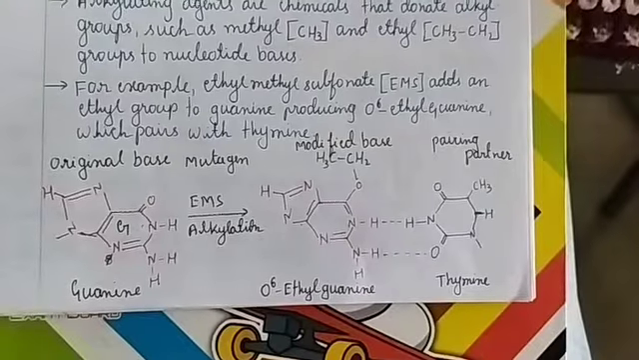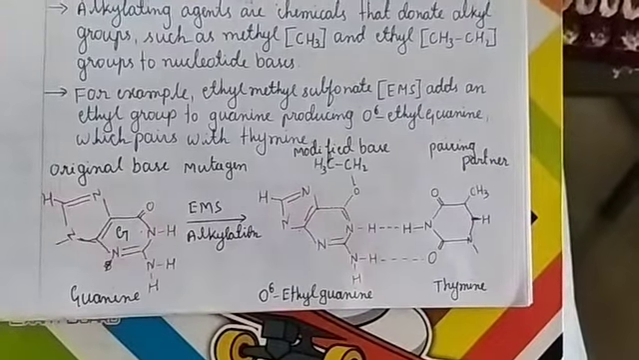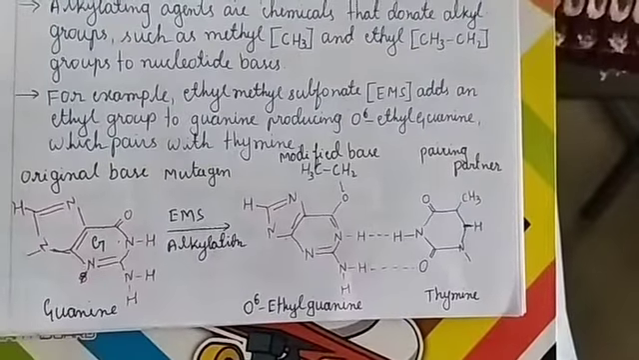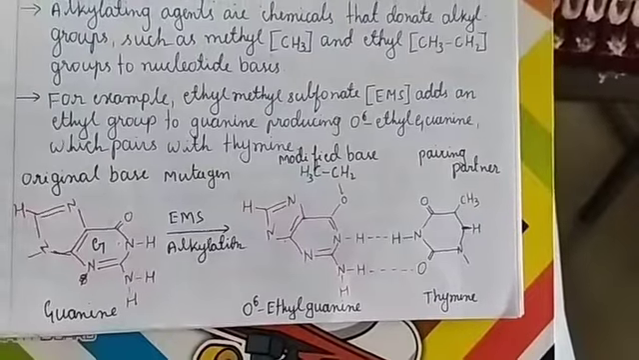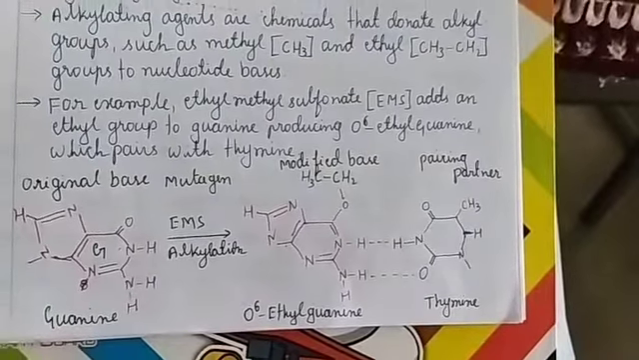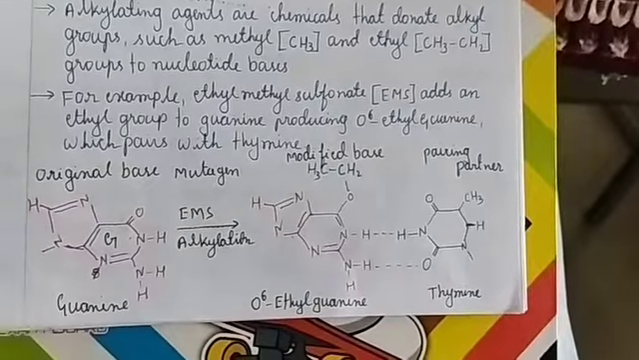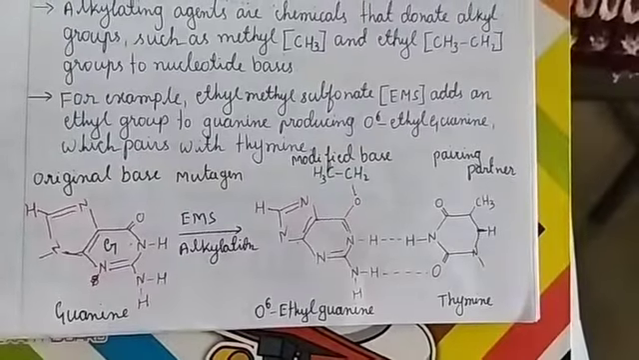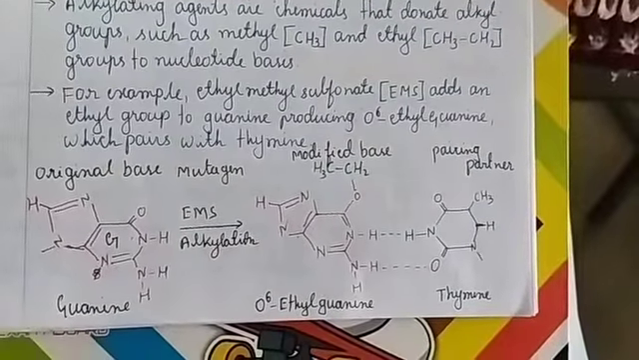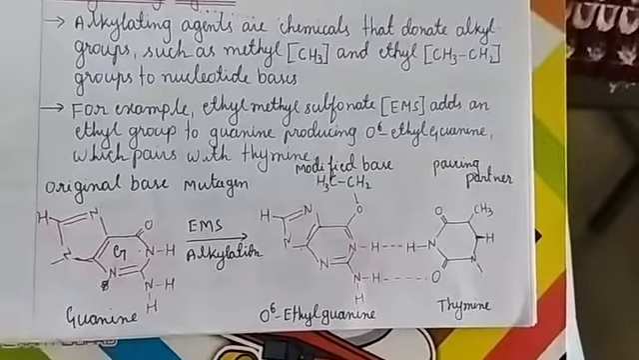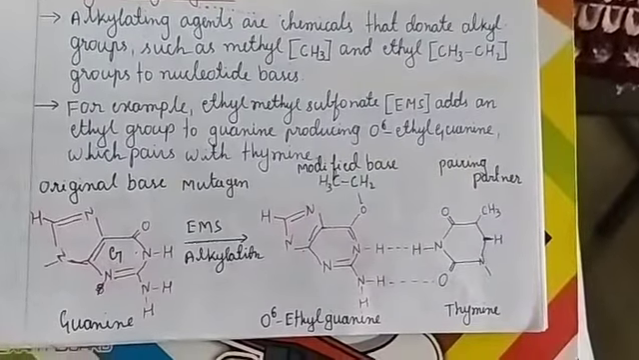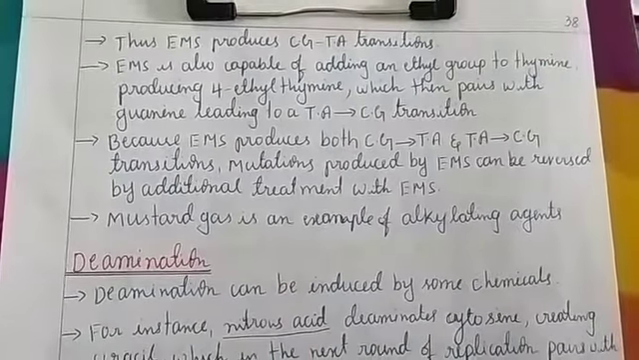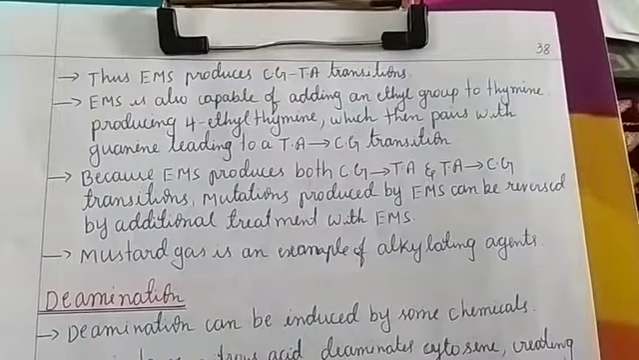methyl sulfonate, it brings about the alkylation of the guanine molecule, which attaches the ethyl group to the 6 oxygen, O6, which forms the O6-ethylguanine, which pairs with the thymine molecule. Thus, EMS produces cytosine-guanine to thymine-adenine transitions.